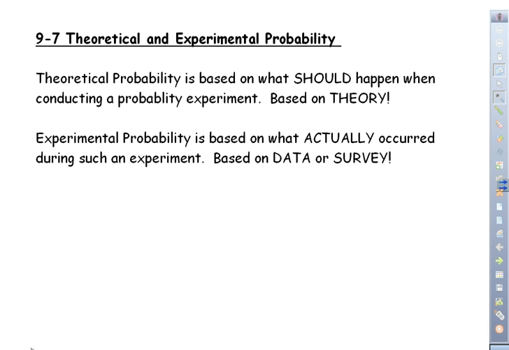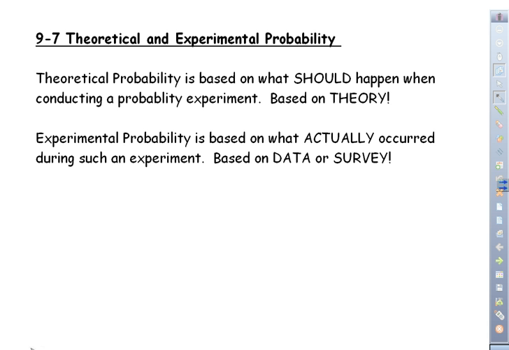You know, what is the probability that we're going to roll a 1 on a number cube? Well, since there's one number that is a 1 on a number cube, it's 1 out of the possible 6 numbers. That is based on theory.